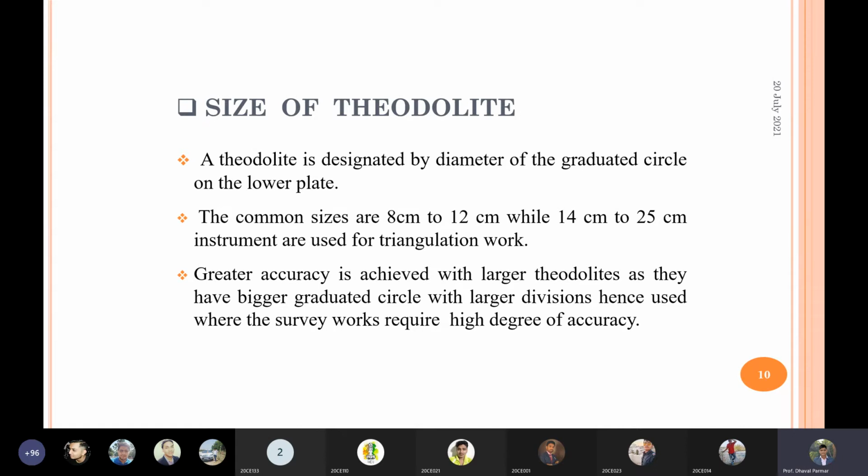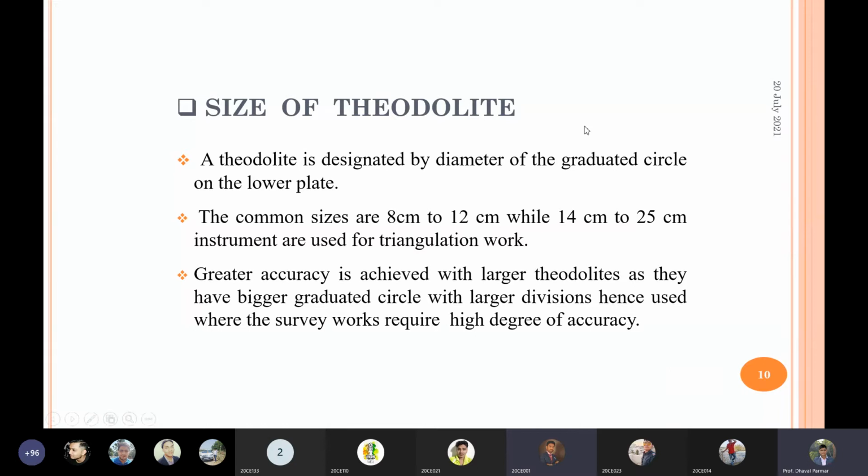So that is the size of the diameter. Using that diameter, you can tell the size. If you measure the diameter of that graduated ring, you can easily say that this is the size of a theodolite. Understood? How can you find the size of the theodolite? It is not a range. It is related to accuracy, related to that graduated circle, the minimum division and the maximum division. So that is the size of the theodolite. Hope all of you understood the size of the theodolite.